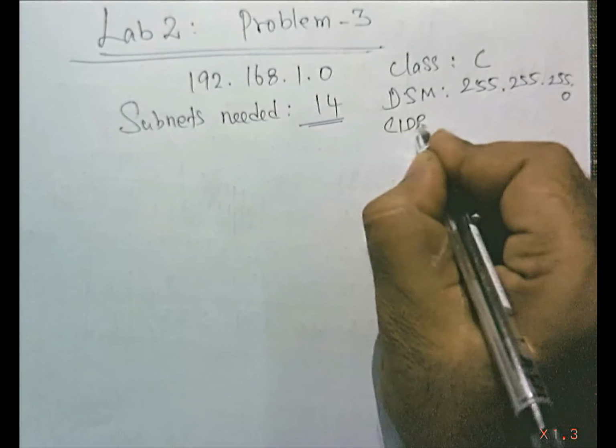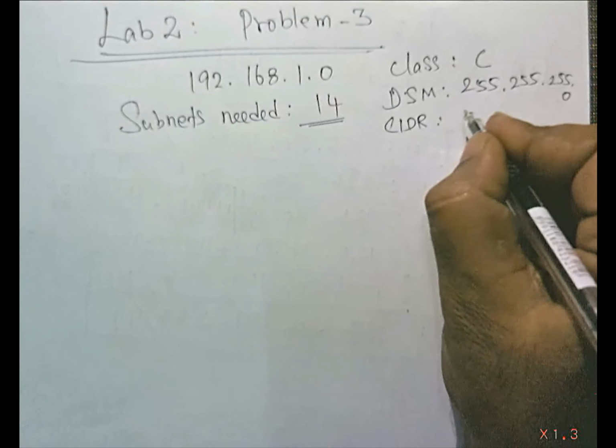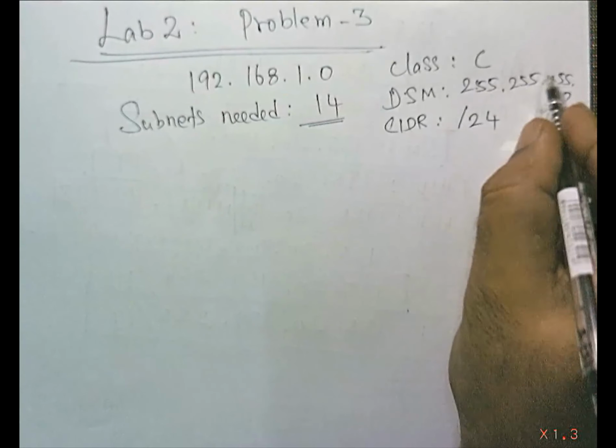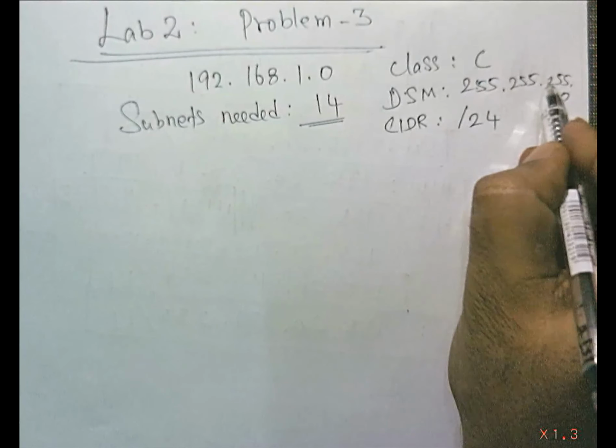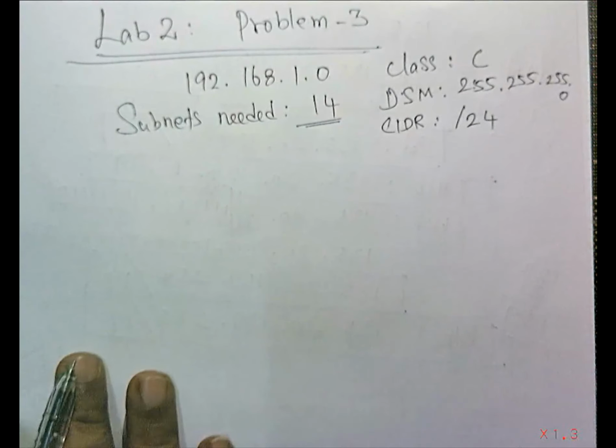CIDR value. The CIDR value is going to be /24, because 3 octets are available in the network: 8 plus 8 plus 8. So there are 3 octets in the network part. So I am writing the CIDR value as /24.